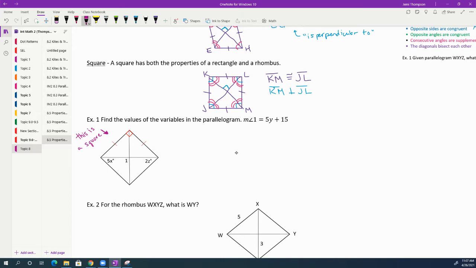So I've got these angles to find. I'm going to start with measurement of angle 1. What do I know about these diagonals? Well, in a square, the diagonals are perpendicular. So this creates a 90-degree angle. Actually, it creates 4 90-degree angles, right? I've got 90, 90, 90, and 90.